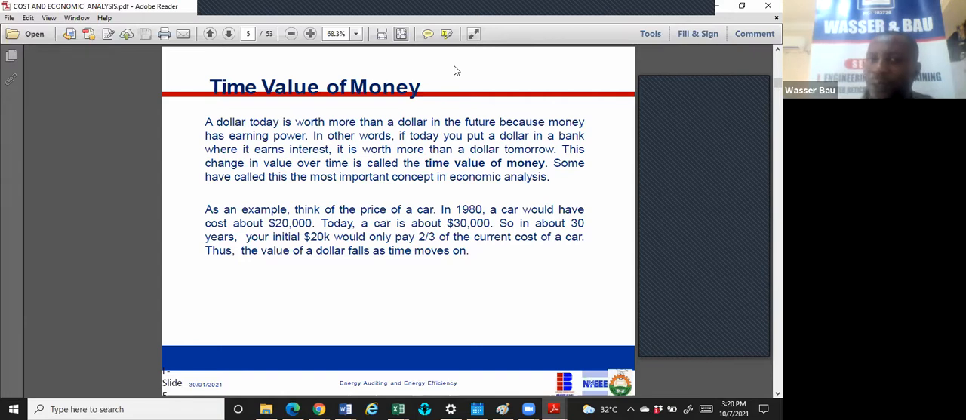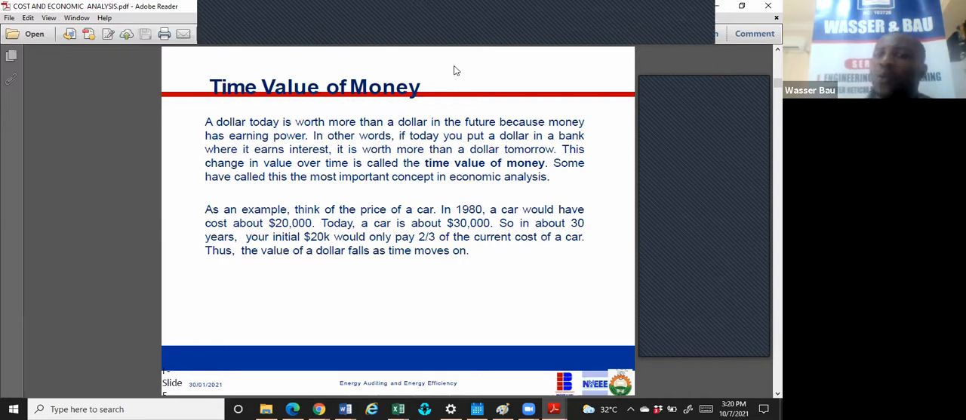As an example, think of the price of a car. In 1980, a car would have cost about $20,000. Today, a car is about $30,000. So in about 30 years, your initial $20,000 would only pay 2/3 of the current cost of a car. This shows the value of $1 falls as time moves on.